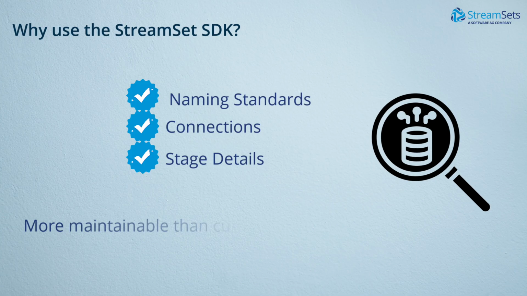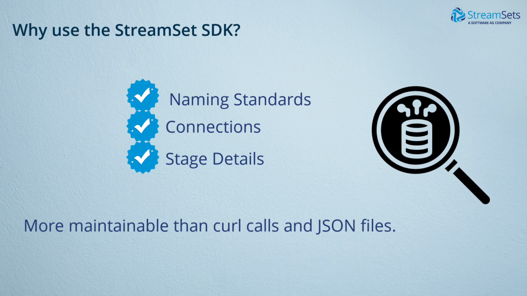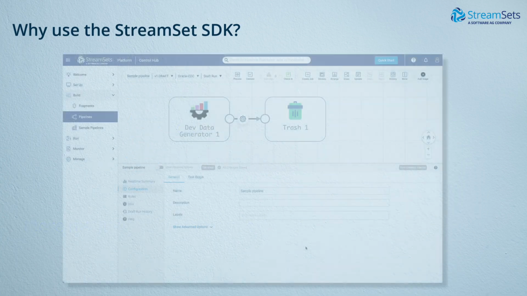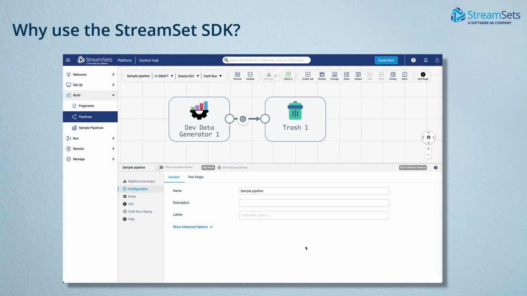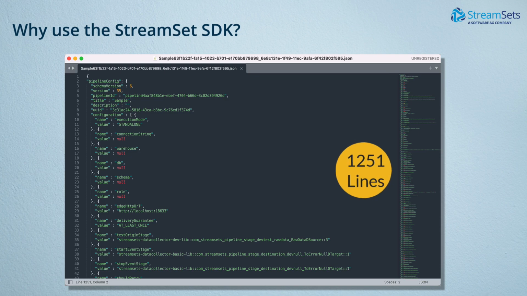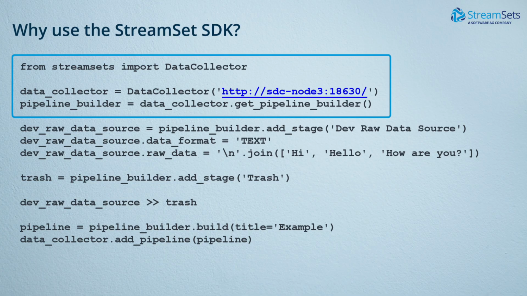The SDK is more maintainable than JSON files resulting from curl calls to the REST API. Let's look at an example. Here is a simple pipeline with only two stages, an origin and a destination. If we exported this pipeline, we would get 1,251 lines of JSON code. To recreate the equivalent pipeline using the SDK will involve far less lines. 10 lines in fact, with the first 3 or 4 being common across the creation of a pipeline.